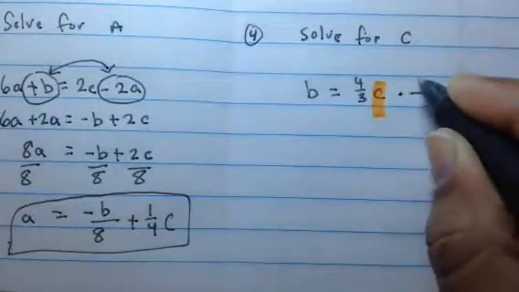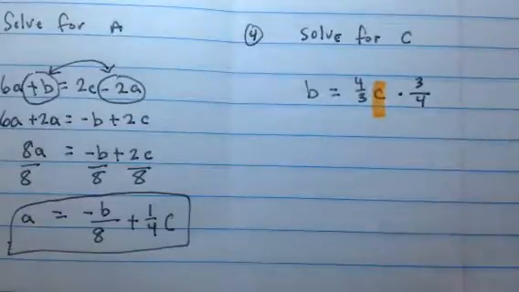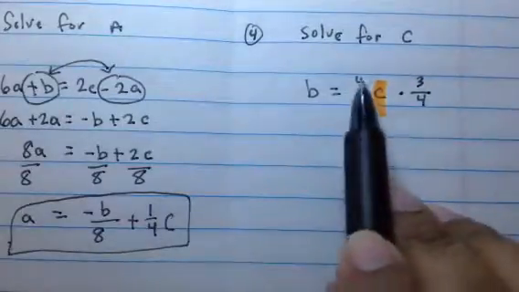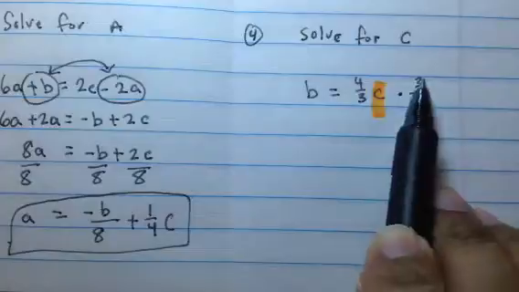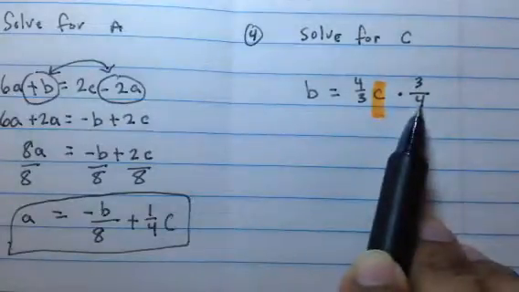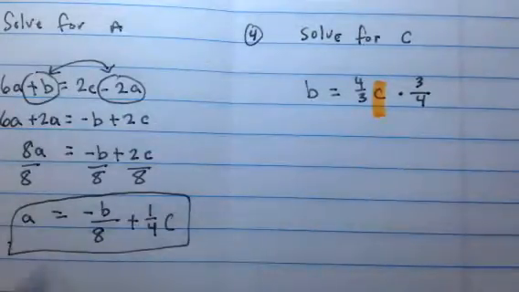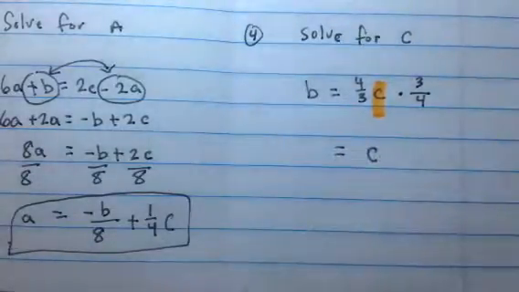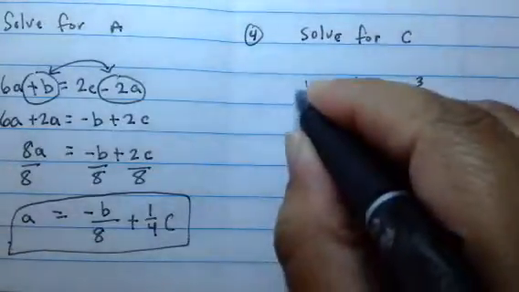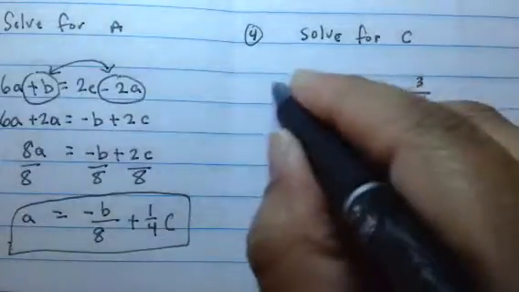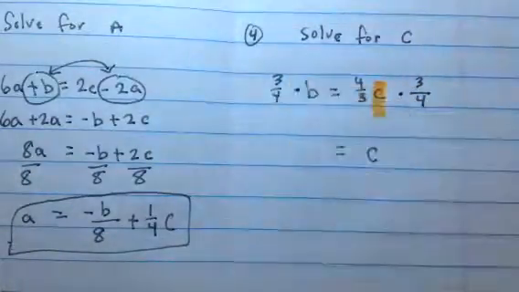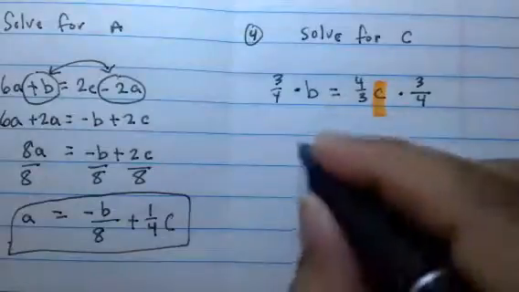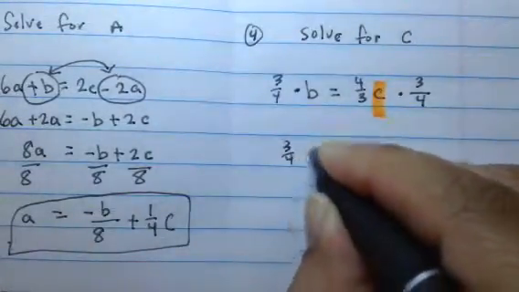So this is 3/4. And the reason why you do that is because 3 times 4 is 12. 12 divided by 12 is 1. So essentially what we're doing is we're making c by itself. What you do to one side, you have to do to the other. So 3/4 times b is 3/4 b.